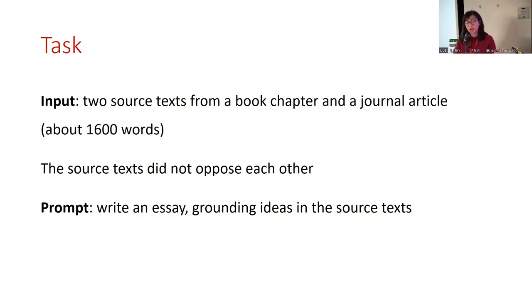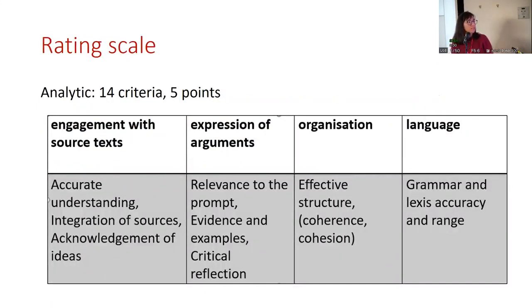One source text talked about the humanities perspectives of climate change, and the other, from a journal article, presented a study conducted on people's perceptions of climate change. Students were required to write an essay grounding their ideas in the source texts. It wasn't like argue and give counter arguments or anything very specific. And the rating scale included 14 criteria.